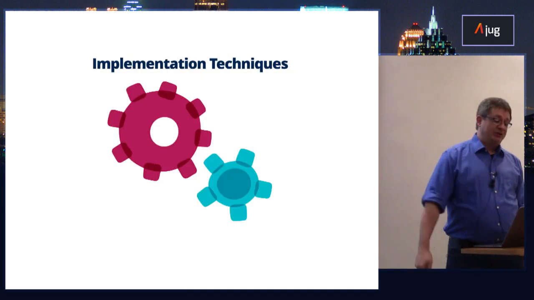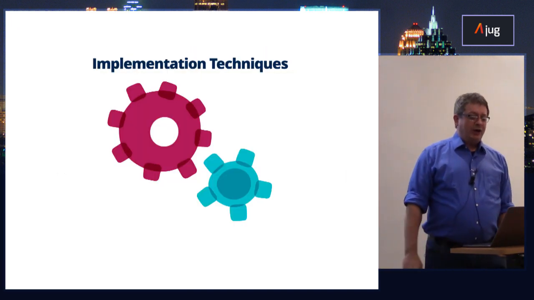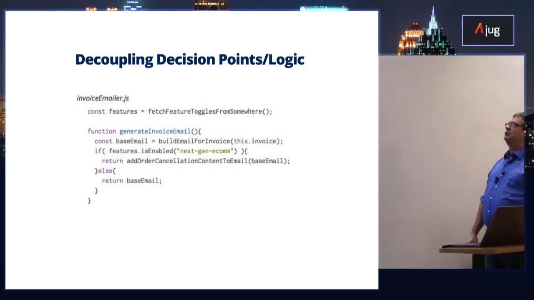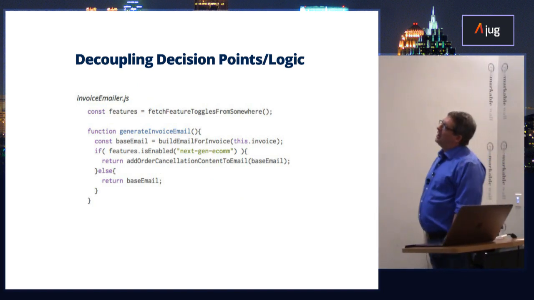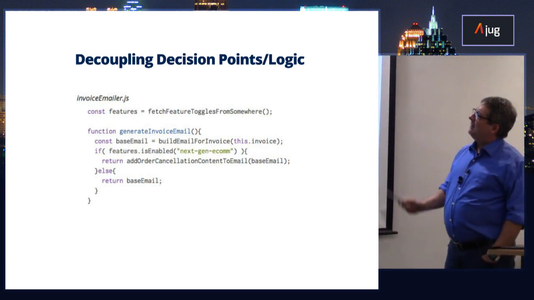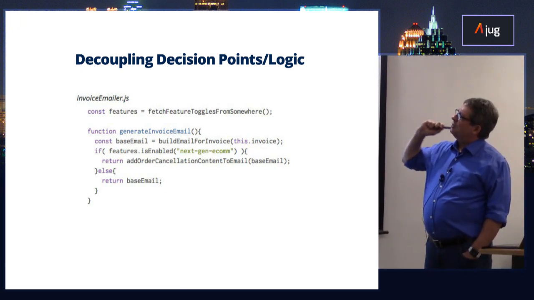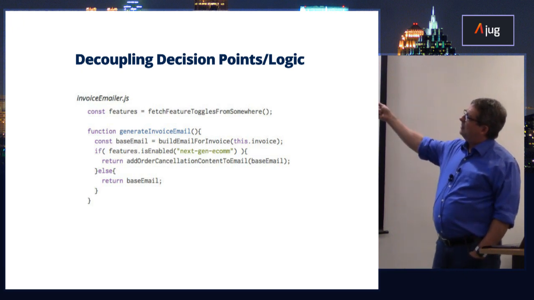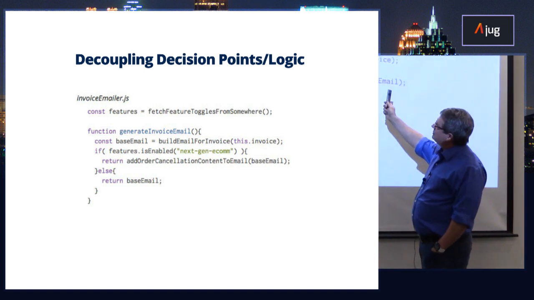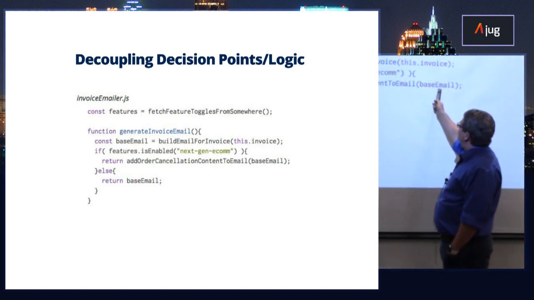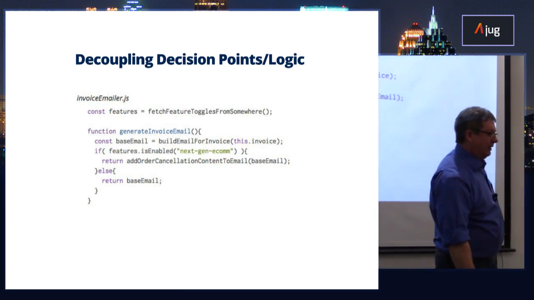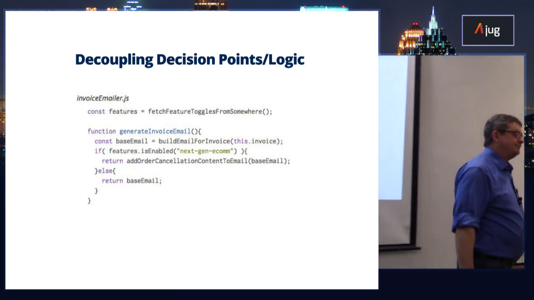So let's talk about some implementation techniques. Here is an initial stab that you might make at implementing a feature toggle. We have constants, so let's go fetch some feature toggles from our toggle router. Now I'm going to generate an invoice email. I grab the base email, and then I say if features is enabled next generation e-commerce, then return add order cancellation to email from the base email. Otherwise, just return the base email. And this will certainly work.